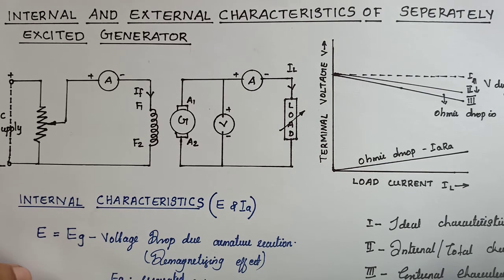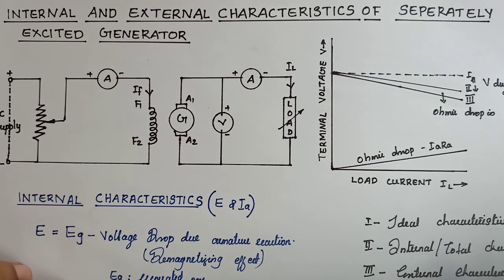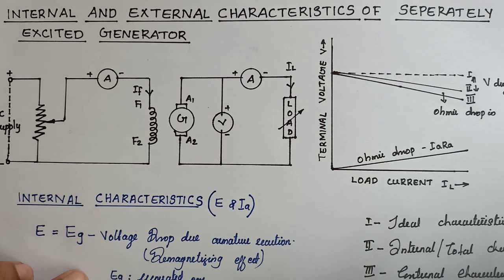For the selection of a particular separately excited generator, the important characteristics we must consider are the external characteristics. Okay, thank you.